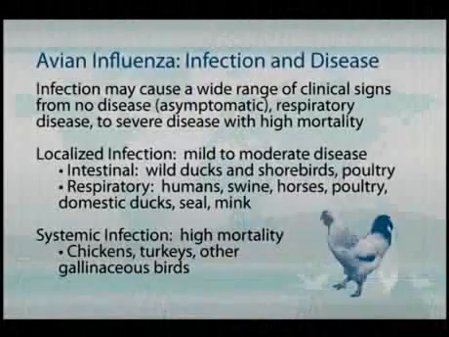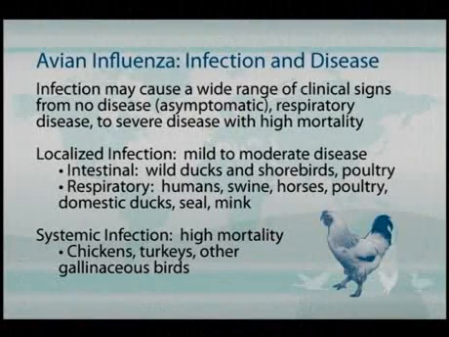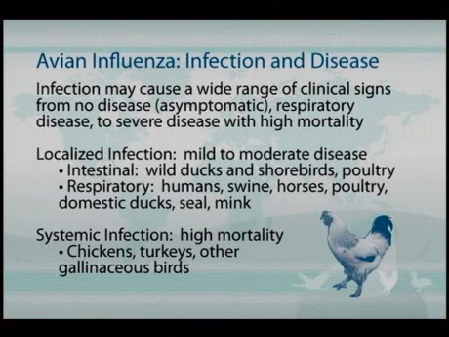Now let's talk a little bit about avian influenza and really differentiate between infection and disease. Infection has to be separated out, that you can have, in a lot of cases, a bird can be infected with avian influenza and not show any clinical disease. And in other cases, obviously, they can become infected and show very severe clinical disease. And we see a wide range in between.